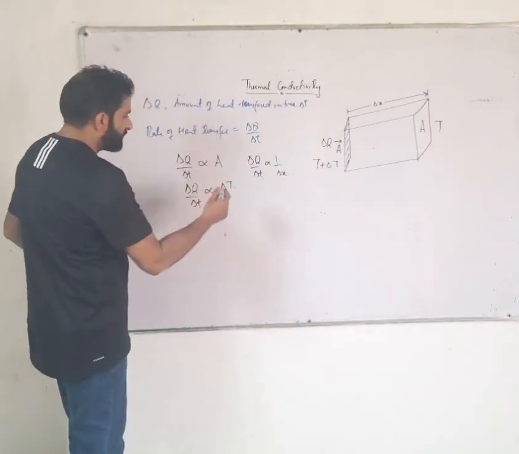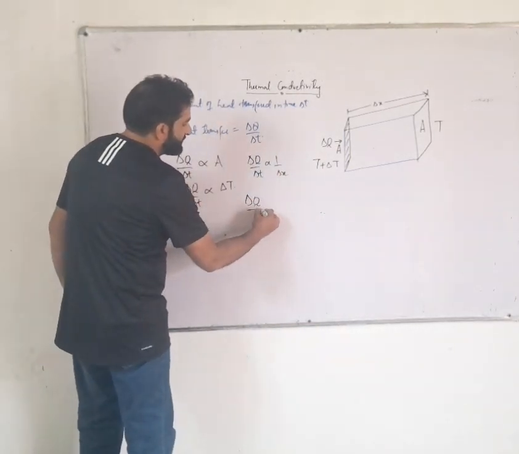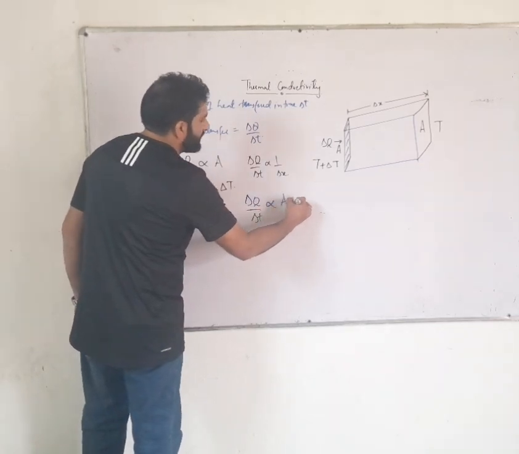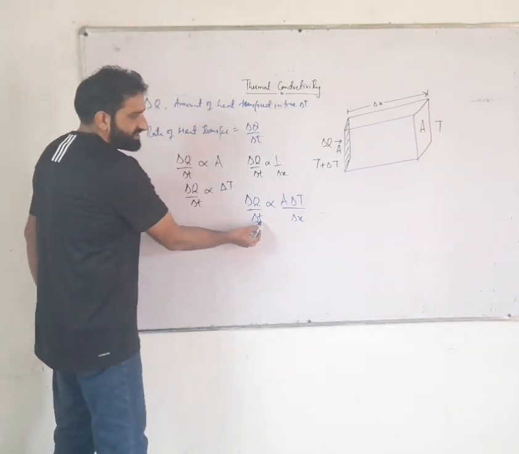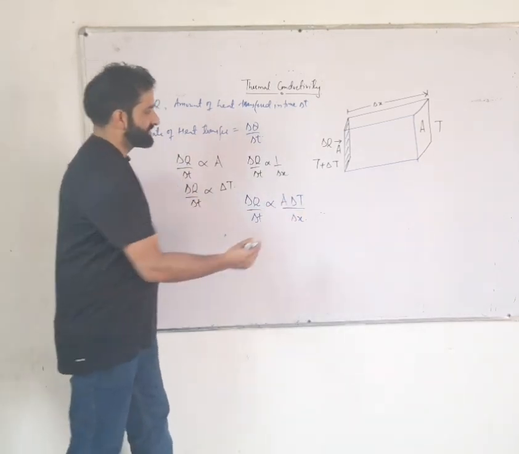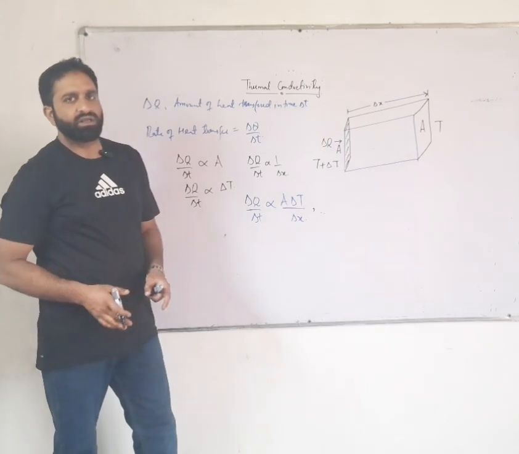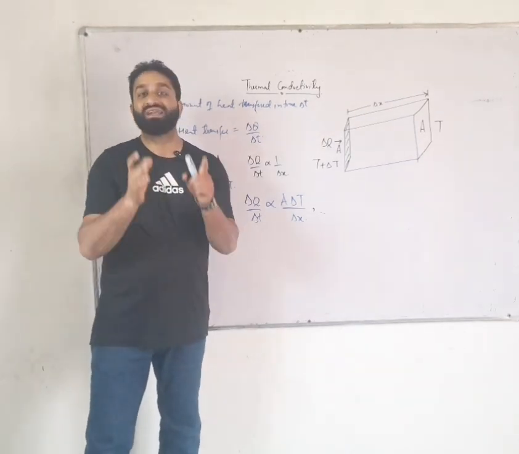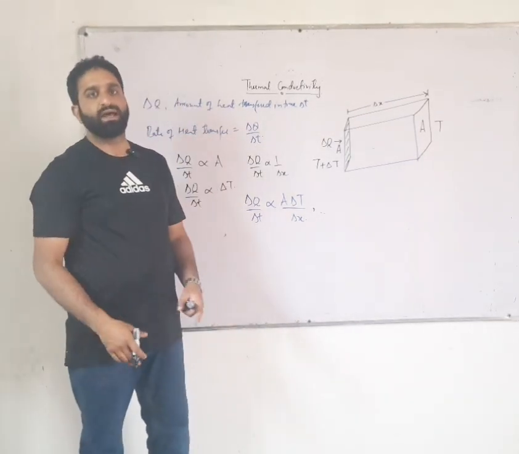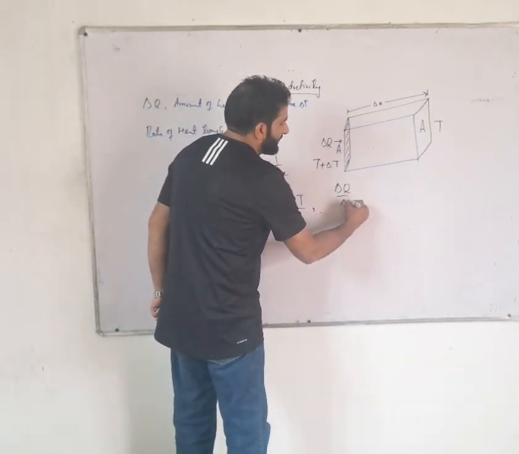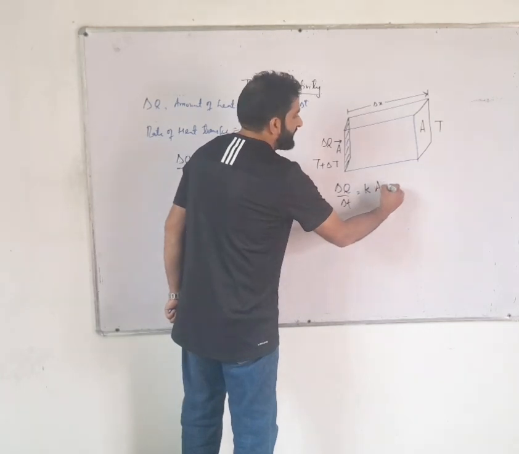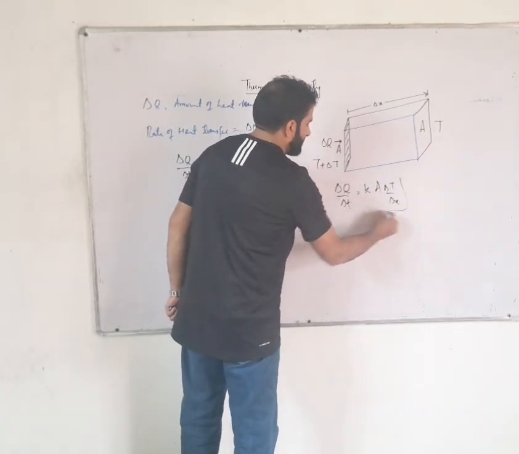Combining these three, we get delta Q divided by delta t is directly proportional to A delta T divided by delta x. Now this delta t is time, change in time. This delta T is change in temperature. Now eliminating this proportionality, we have to introduce a constant of proportionality, and that constant of proportionality is called the coefficient of thermal conductivity. So we have delta Q by delta t is equal to K A delta T divided by delta x.